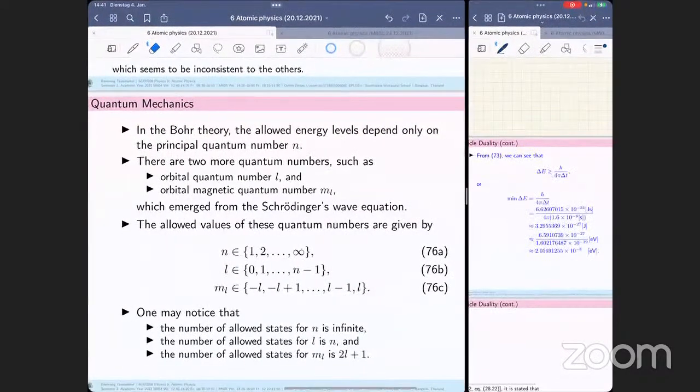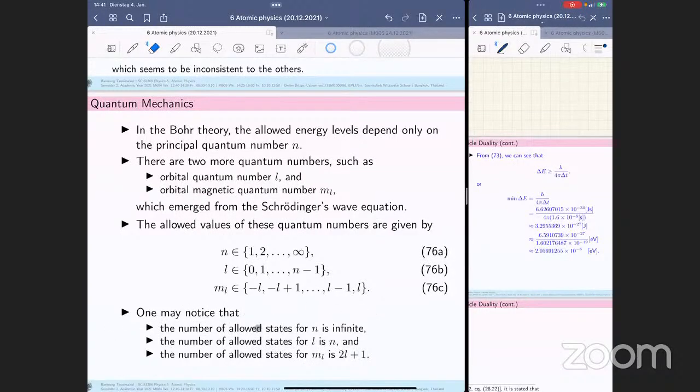Now we continue our story. ML is different from n and L. ML could be a negative value: -1, 0, 1. And if your L is number 2, ML will be -2, -1, 0, 1, 2.